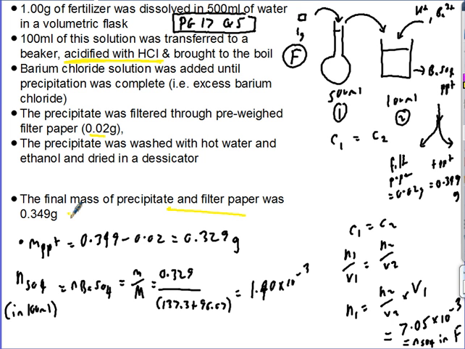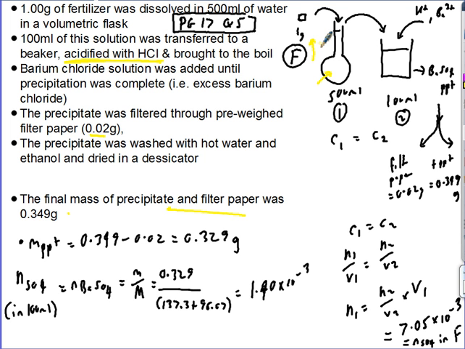So once again, drawing a little picture, we started off with 1 gram of fertilizer. All that fertilizer went into the 500 ml solution. So if we can find the moles and mass of sulfate inside that 500 ml solution, it's the same as the moles and mass of sulfate inside that 1 gram of fertilizer.